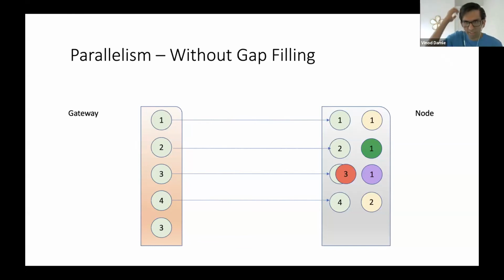Now, without gap filling, what happens is that the gateway is going to look at the nonce on the account, and it's going to say that there's only been 3 transactions submitted with this account. Obviously it doesn't take into consideration the failed transaction, because that did not take up a nonce, which means that the new transaction is now submitted with nonce 3.